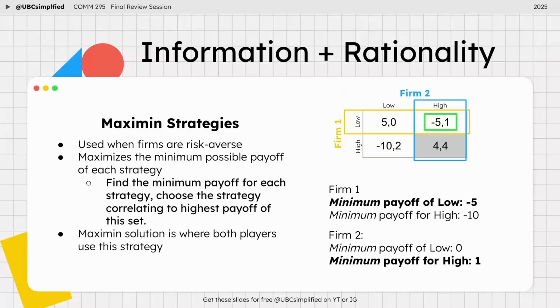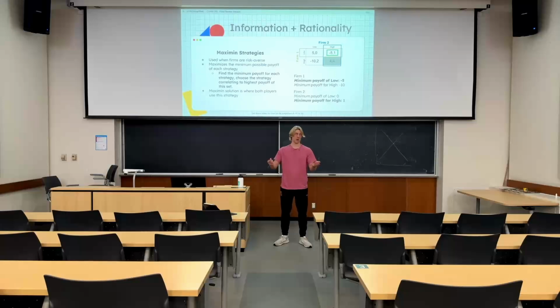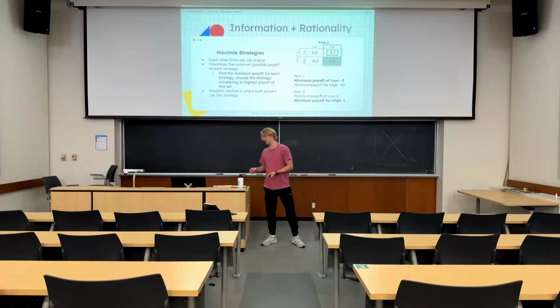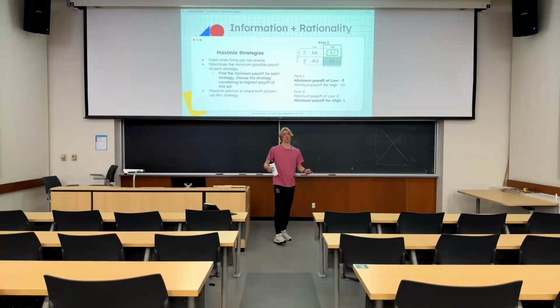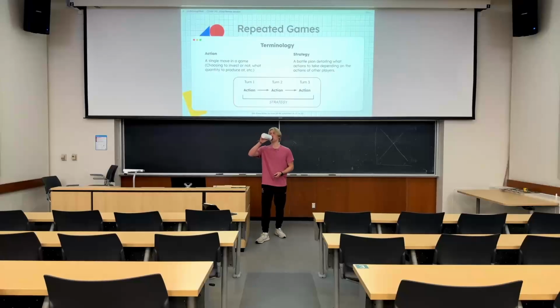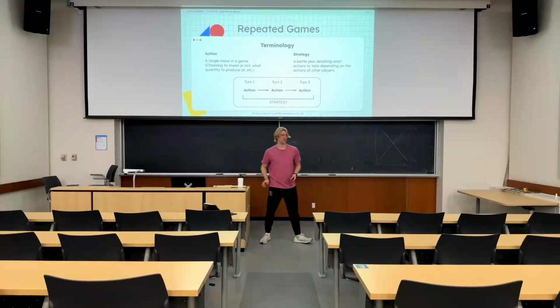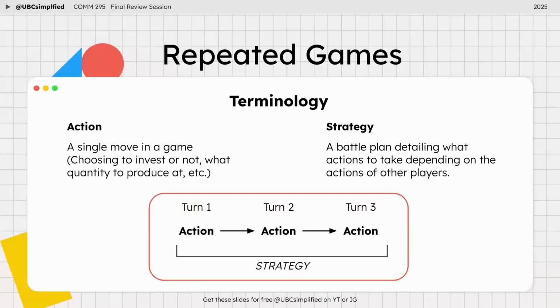And then what happens if both firms approach this strategy? Then you have the maximin solution, which might not be the best solution for both of them, but it's the one where they are most risk averse. Okay, so that's what happens if we do it once, kind of this static.